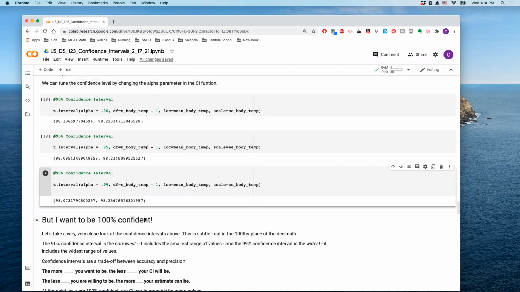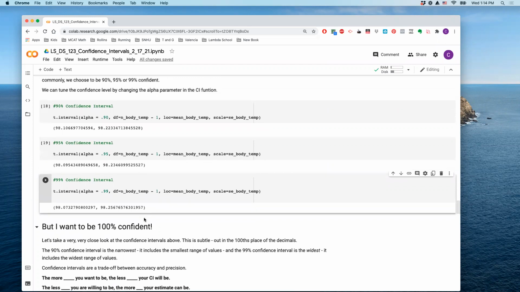Very good. Yeah, the 99% confidence interval. That one is going to give us the widest range. And hopefully that makes some intuitive sense, right? If I want to be more confident that I guessed the right number, well, I ought to guess a wider range of numbers. If I'm willing to be less confident that I got exactly the right number, well, I could guess a smaller range of numbers, a more precise range of numbers.